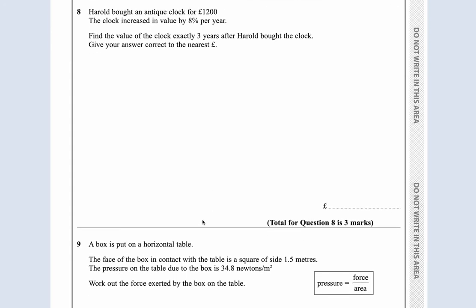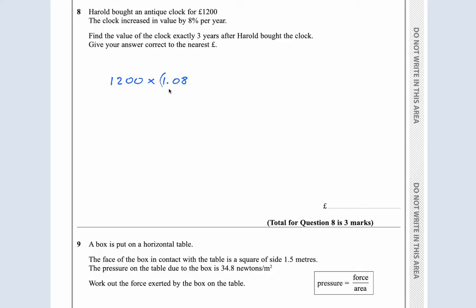Harold bought an antique clock for £1,200. The clock increased by 8% per year. Find the value of the clock exactly 3 years after Harold bought the clock. Right, guys, I like these questions. You just do 1,200 times 1.08. That will increase it by 8%.